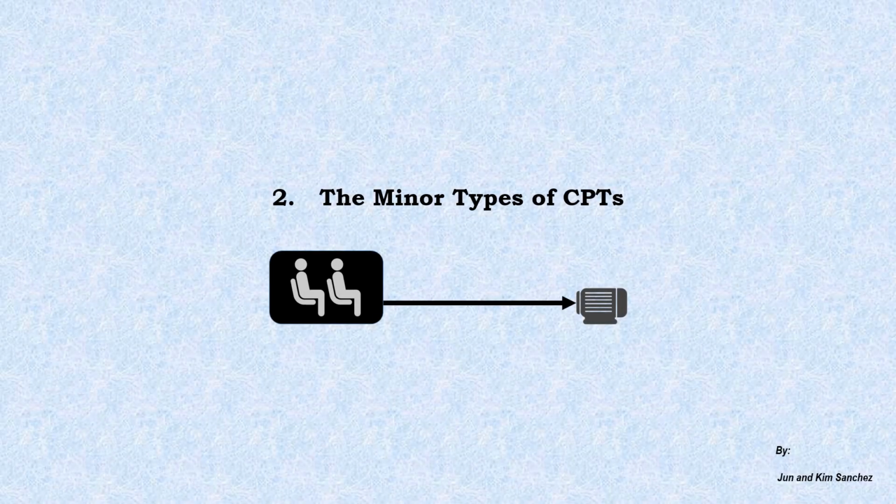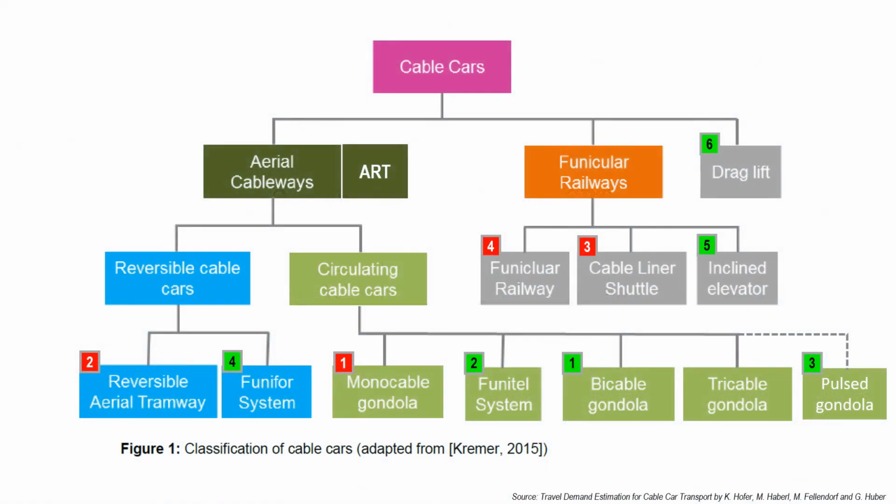Minor types of CPTs. This chart has previously been shown in Chapter 1, which covered the 4 major types of CPTs shown in red boxes. For this chapter, we will cover the next 6 types of CPTs known as the minor CPTs, marked in green boxes. Minor CPTs in this video series does not refer to the size of the CPT. It refers to market share in its application in urban areas.